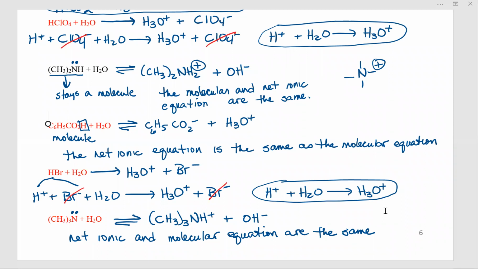Our last one is called trimethylamine. That's quite a mouthful. There's a lone pair on that nitrogen, so it can accept a proton. So we're going to form an ammonium type cation. So we have (CH3)3NH plus OH minus. And in this case, the net ionic and the molecular equation are exactly the same.